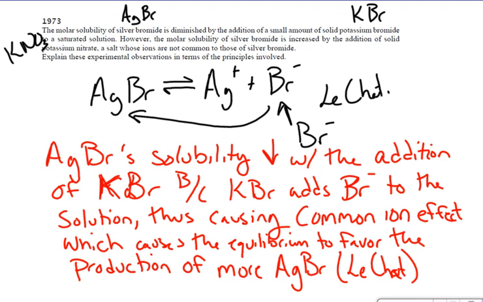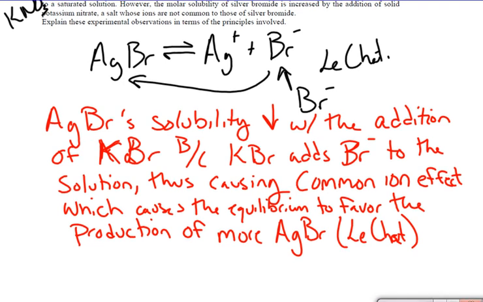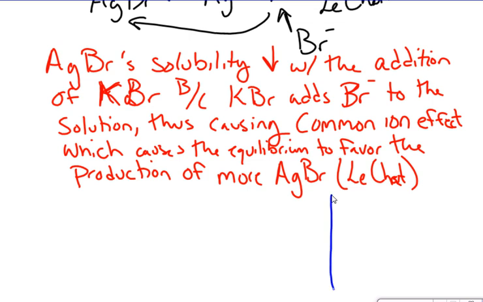All right, so that's one observation out of the way. Observation 2 is a little hairier. It says the molar solubility increases with the addition of solid potassium nitrate, a salt whose ions have nothing in common with silver bromide. So what's happening here? Okay, well here's my solution.